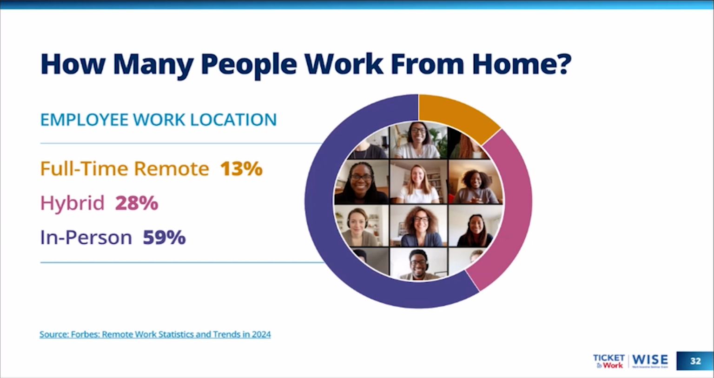Hybrid, 28%. If people live closer to campus, they may go to campus and work a day a week or 2 days a week. They don't want me to come to campus 2 days a week because they have to pay for my transportation and it's too far. And then in-person workers, 59% of people still go to work.